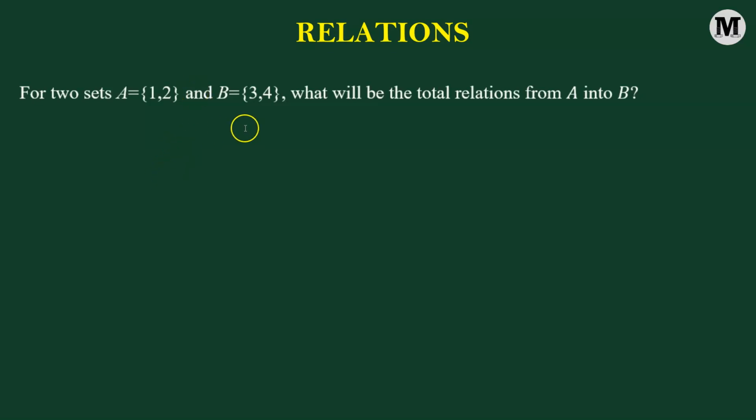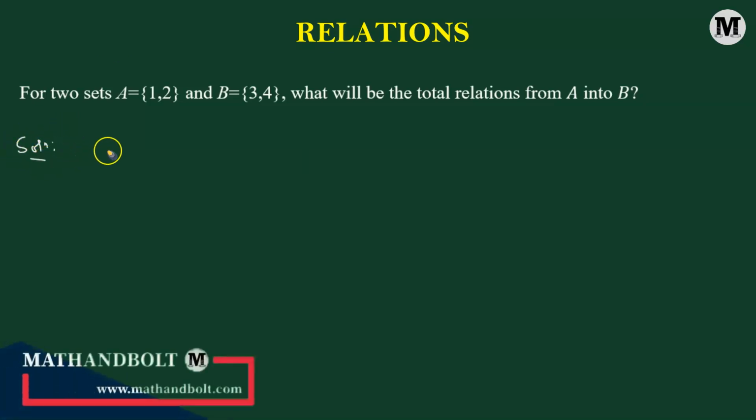For two sets A and B, what will be the total number of relations from A into B? Okay, let us begin. Now, we have a set here that's given that our set A contains two elements. Those are 1 and 2.